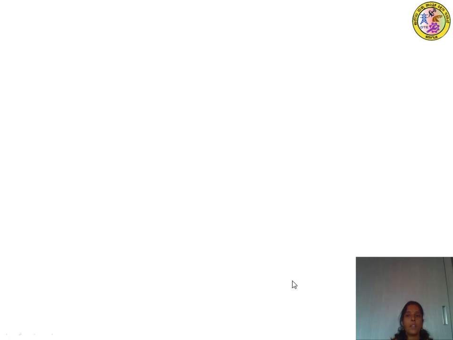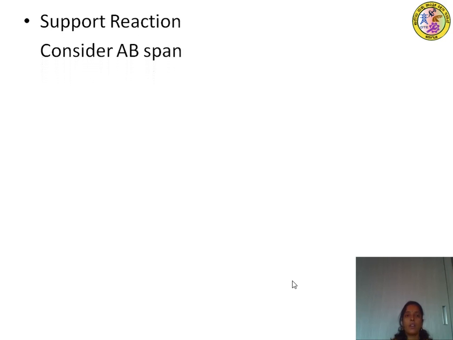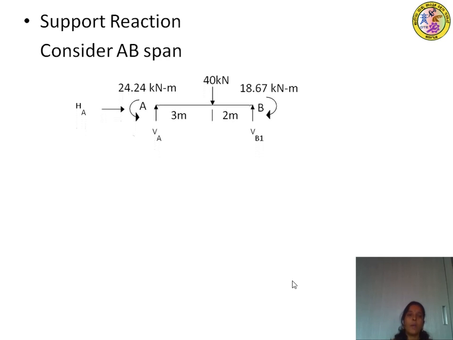So the next step is to find the support reactions. Support reactions are calculated by considering each span individually along with the end moments. So let us consider the AB span with the end moments. MAB is minus 24.24, therefore anti-clockwise, and MBA is plus 18.67, therefore it is clockwise. AB is subjected to an eccentric point load. It is 3 meter from the left end and 2 meter from the right end.